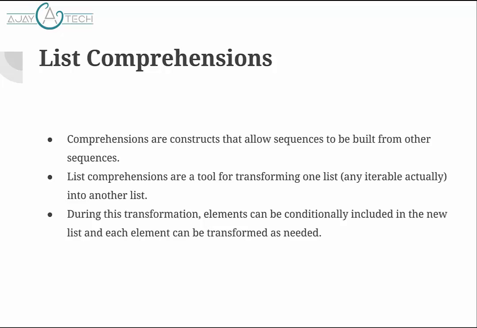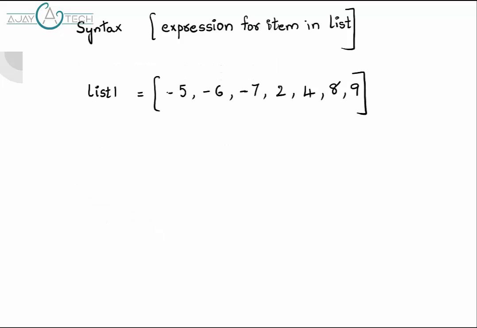In this tutorial, we are going to discuss the topic list comprehensions. Comprehensions allow us to create sequences from other sequences. List comprehensions are a tool for transforming one list or any iterable sequence into another list. And this is the basic syntax for the list comprehension: expression for item in list. And a list comprehension returns a list.